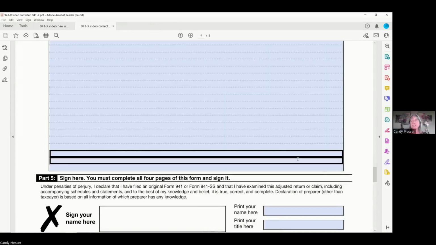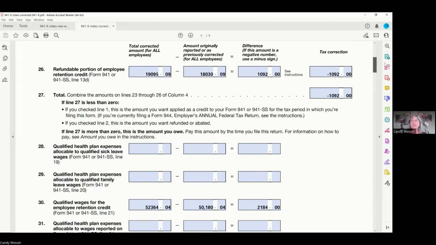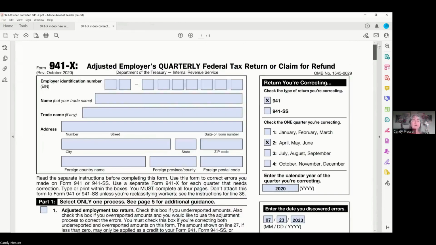So again, to protect the identity of this particular customer, I removed all the information from the top. But in this case, we had a 941X that is for, of course, Form 941. We're saying that it's for the second quarter for 2020.